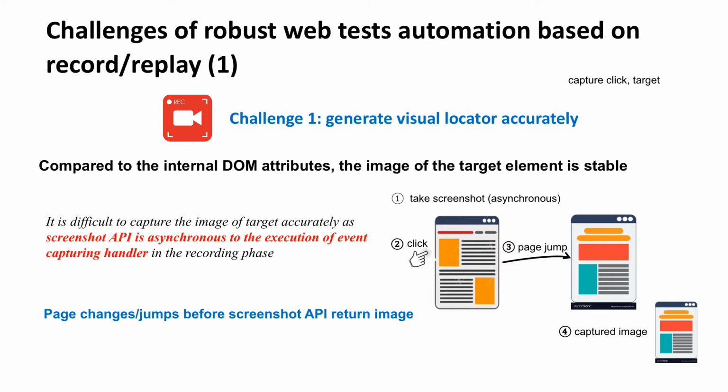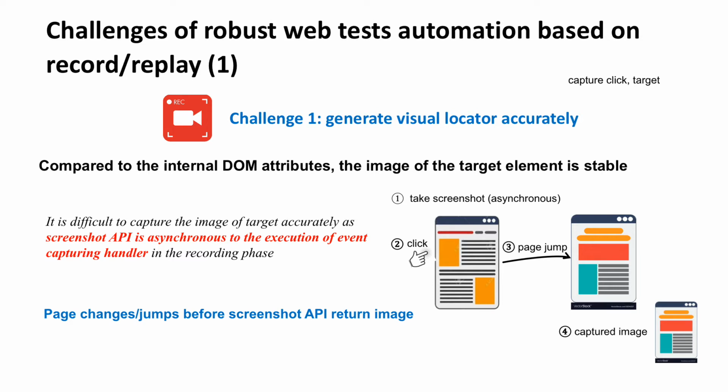By investigating 7 enterprise applications from our industry partner, we conclude 4 challenges in designing a new record-replay technique for robust web test automation. The first challenge is to generate a visual locator accurately during the recording.